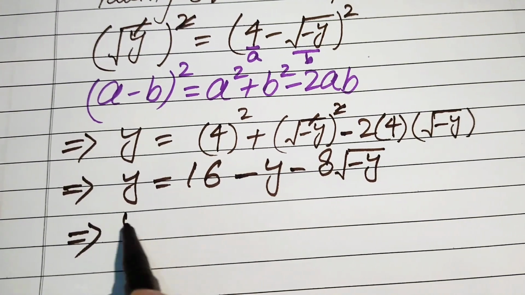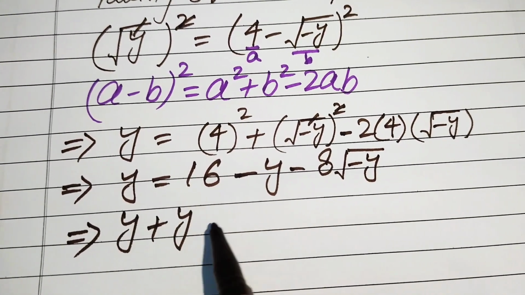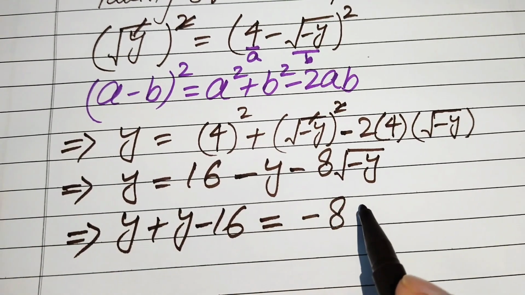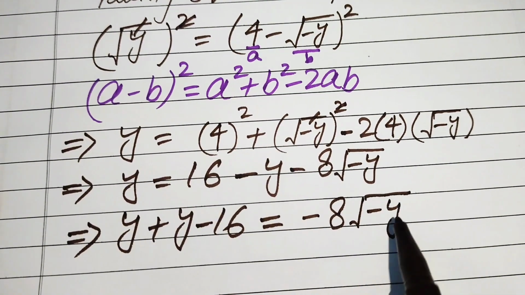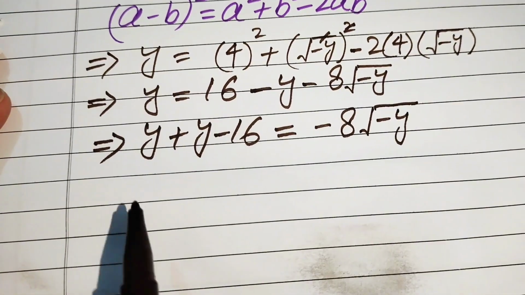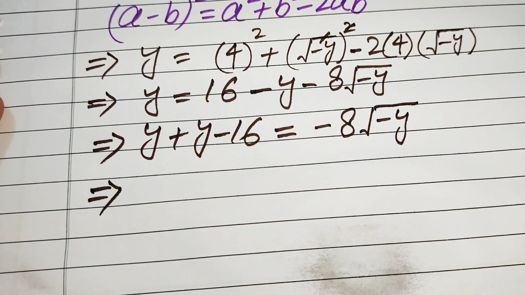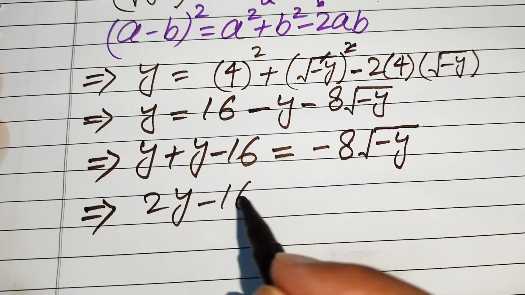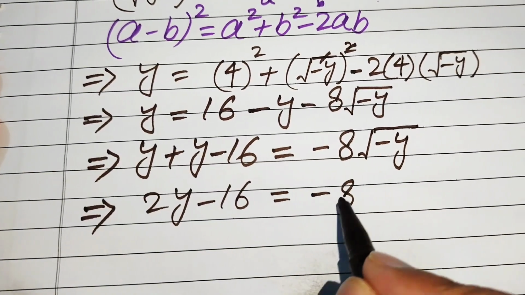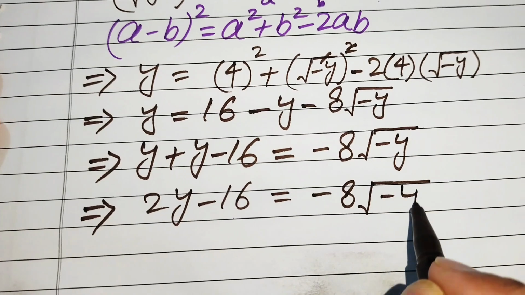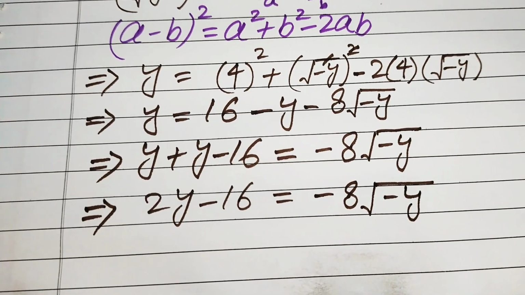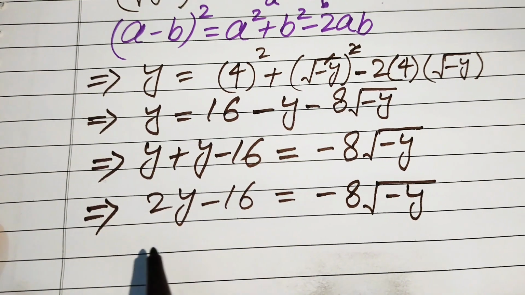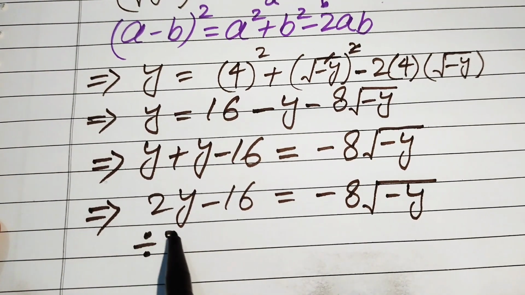When we move it to the left hand side, it becomes plus y. This plus 16 becomes minus 16, and in the right hand side we have only one term, minus 8 times square root of minus y. Here we just add or subtract the like terms: y plus y equals 2 times y, minus 16 equals minus 8 times square root of minus y. Here you see that we have 2 as a common term on both sides, so we divide both sides by 2.